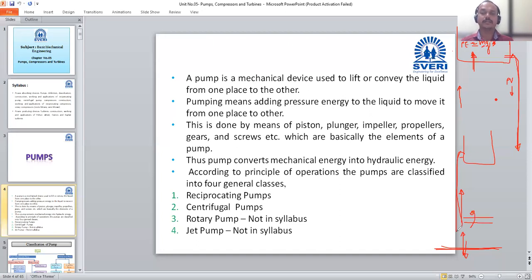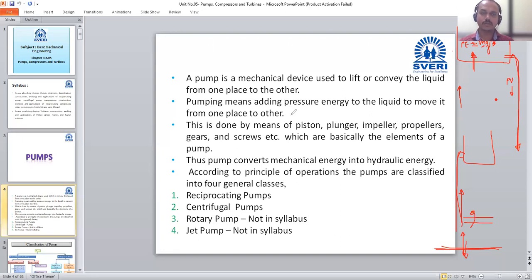Yes, it is correct. When the shaft starts rotating, it means there is mechanical energy, and due to that rotation, pressure energy is added to the water. It means mechanical energy is converted into hydraulic energy. When we add pressure to the water, the energy of the water increases. It means we are adding energy to the water. So mechanical energy is converted into hydraulic energy.